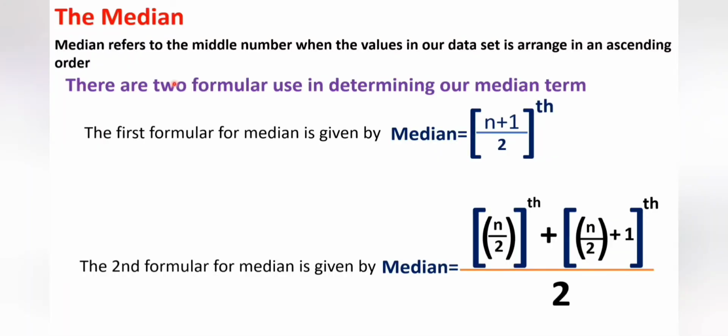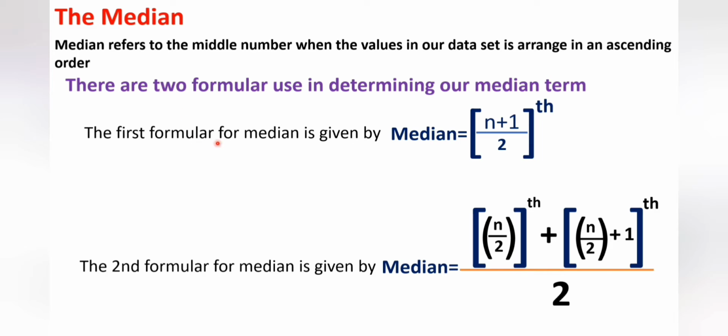Median refers to the middle number when the values in our data set are arranged in ascending order. This implies that when we arrange our data set in an order of increment, the middle number is the median number. In order to determine the middle number, there are two formulas that we can use.